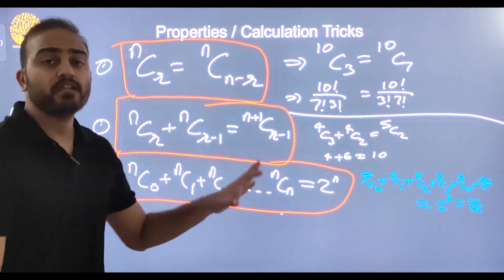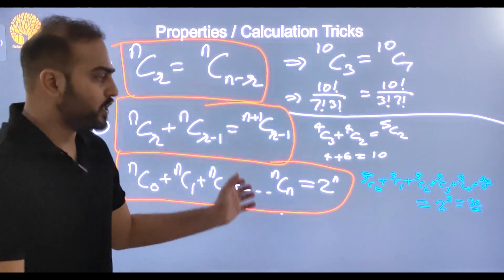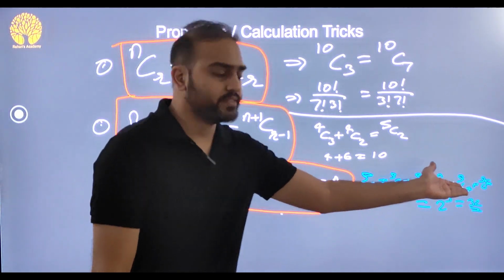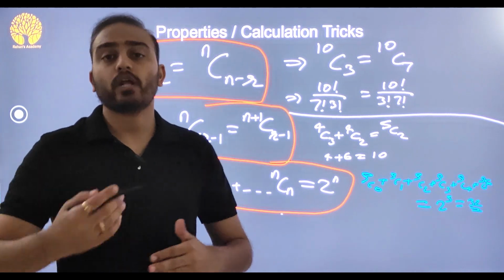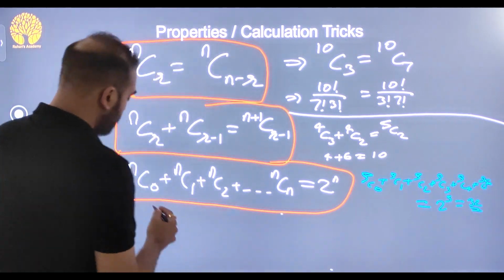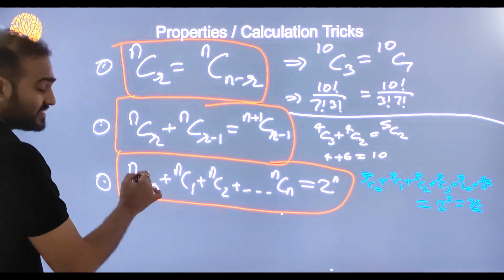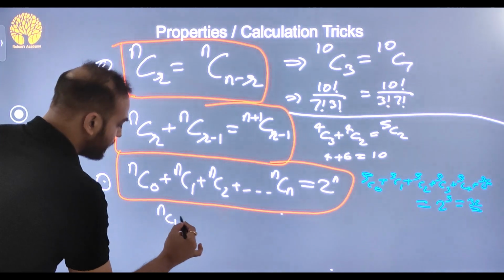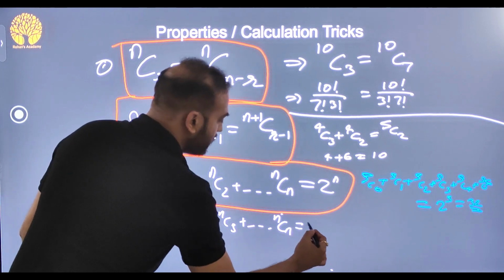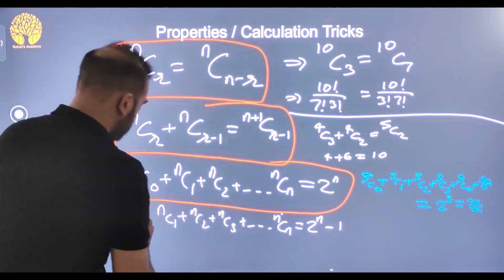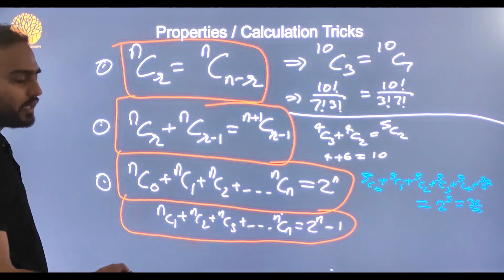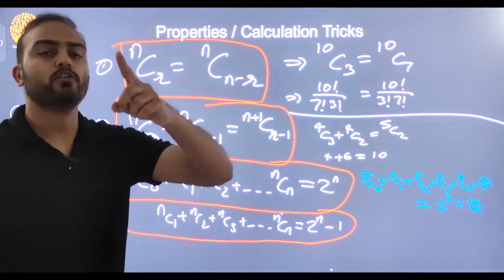So again guys, this is just a calculation trick. If you understand it and you're able to apply it, great. If you're not able to apply it, no problem, just solve this. Understanding the logic is more important. Based on this, the next is, what if I remove this NC0? NC0 is 1. So if I have NC1 plus NC2 plus NC3 till NCN, that's 2 to the power n minus 1. This comes from the follow-up of the previous property. NC0 has gone there. NC0 is 1.